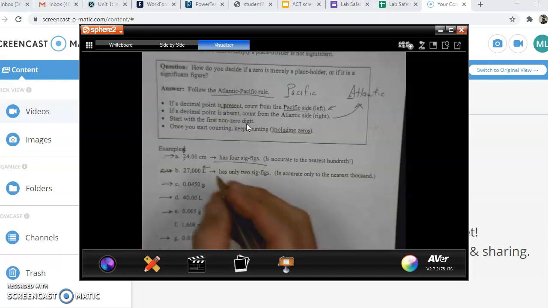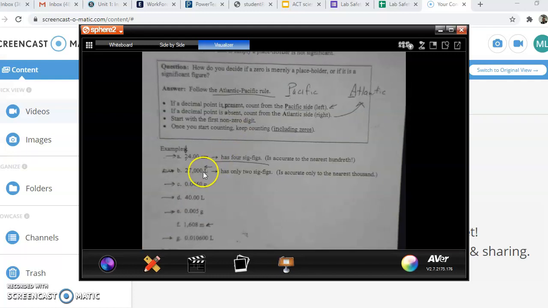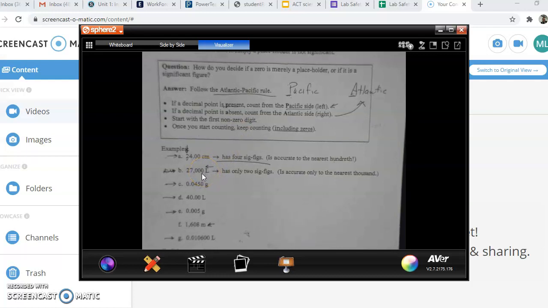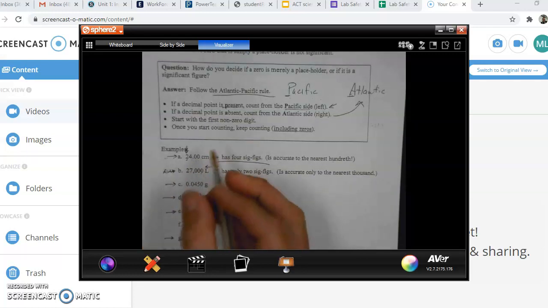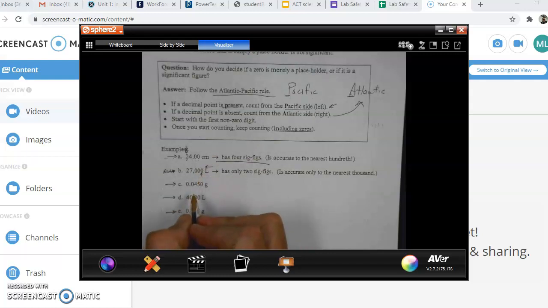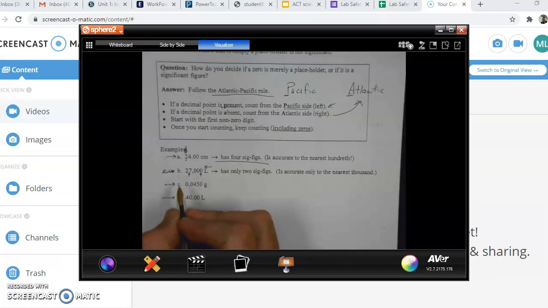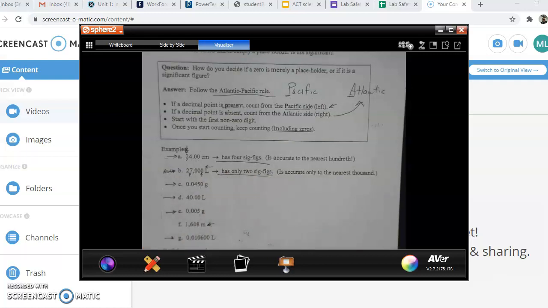Okay, now the next one, 27,000. This does not have a decimal, so we're going to count from this direction and move that way. We're going to count from here and move that way. Start at the first non-zero digit. 1, 2. So that only has 2 sig figs. Okay, so those zeros are merely placeholders at this point.